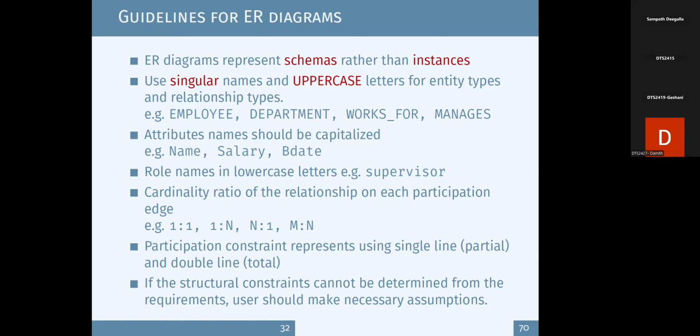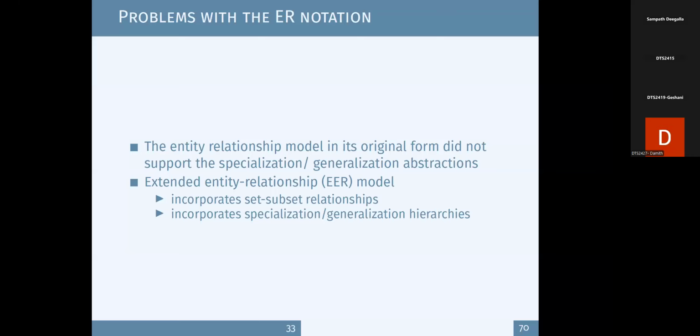Right, now let me talk a little bit more here. Ideally, we talk about ER diagrams, but the problem with the ER is it will not support specialization and generalization ideas. So let me briefly discuss the extended, or what we call the EER model. The difference from the ER to EER is you are going to incorporate set-subset relationships, specialization, generalization hierarchies, especially very useful when you want to represent hierarchies in the data. Right, let me briefly discuss the ideas here.